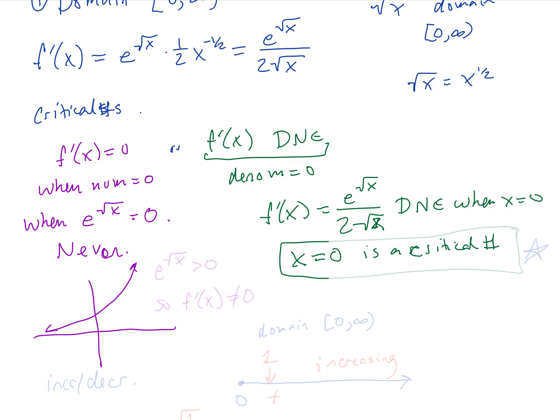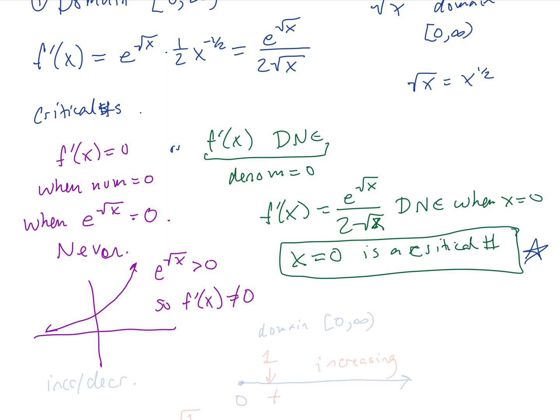And so e to the square root of x, we don't know exactly what's happening there, but we know that it's always going to be non-negative. So e to the square root of x is always greater than 0. So that means that f prime of x is never equal to 0. So this is our only critical number. That was the second thing we were asked for.